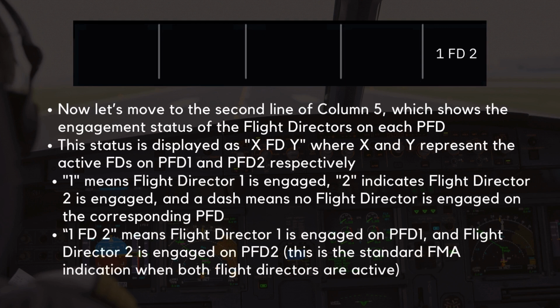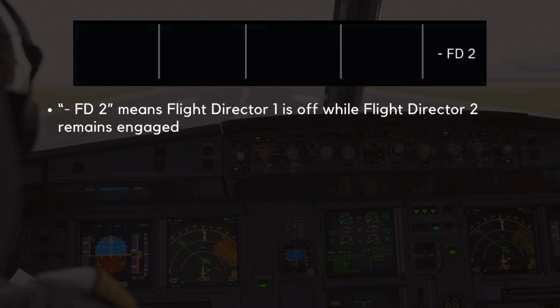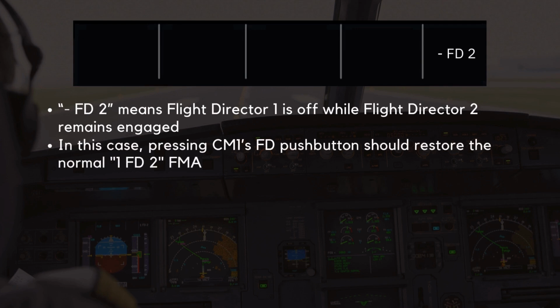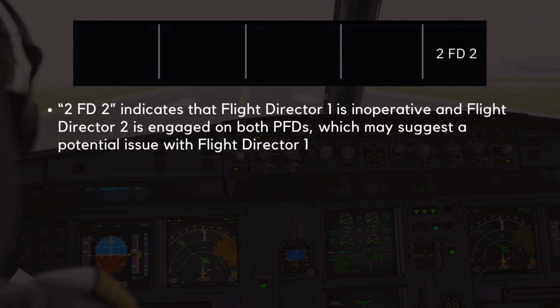For instance, if the display shows 1FD2, it means Flight Director 1 is engaged on PFD1 and Flight Director 2 is engaged on PFD2. This is the standard FMA indication when both flight directors are active. Another possible indication is -FD2, meaning Flight Director 1 is off while Flight Director 2 remains engaged. In this case, pressing CM1's Flight Director push button should restore the normal 1FD2 FMA. If you see 2FD2, for instance, this indicates that Flight Director 1 is inoperative and Flight Director 2 is engaged on both PFDs, which may suggest a potential issue with Flight Director 1.